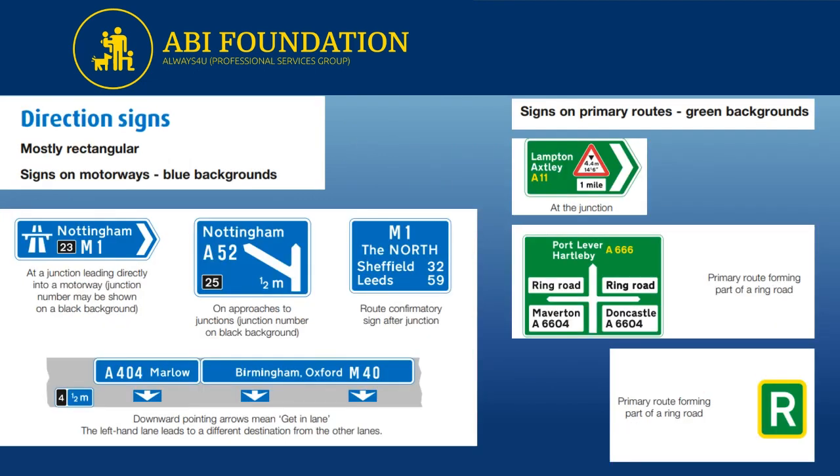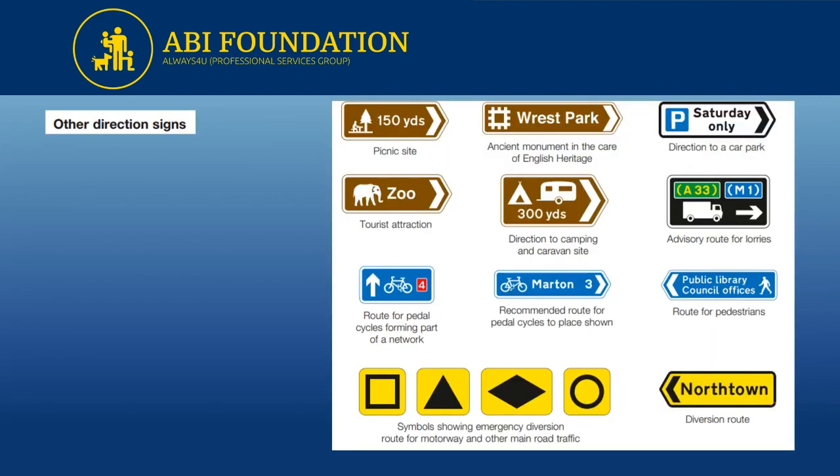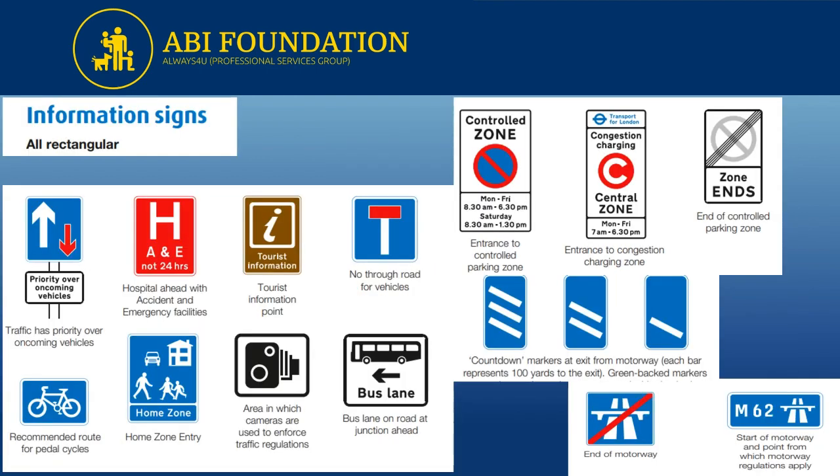And these are direction signs. This is the start of a motorway, and that information. If it is a primary route, it is in green. This one is also important. It is about a ring road. These are also important, which are emergency diversion related. These are yellow, with symbols. Brown ones are generally tourist information signs.